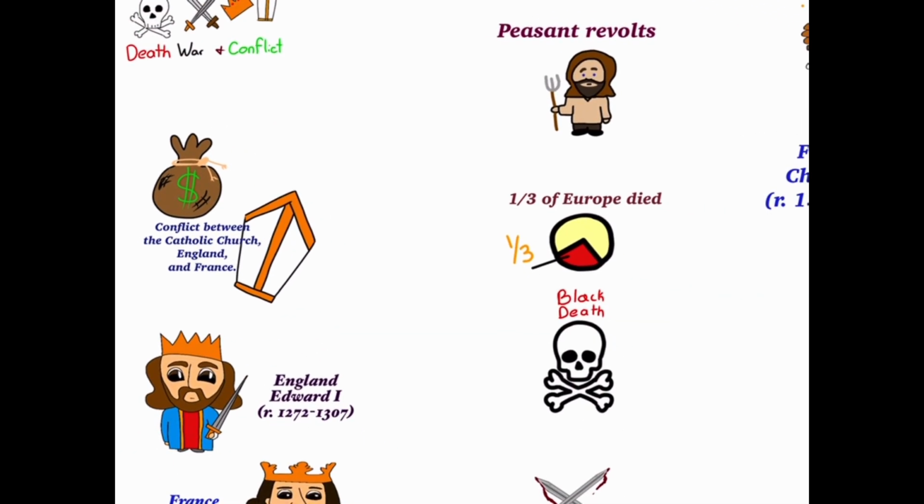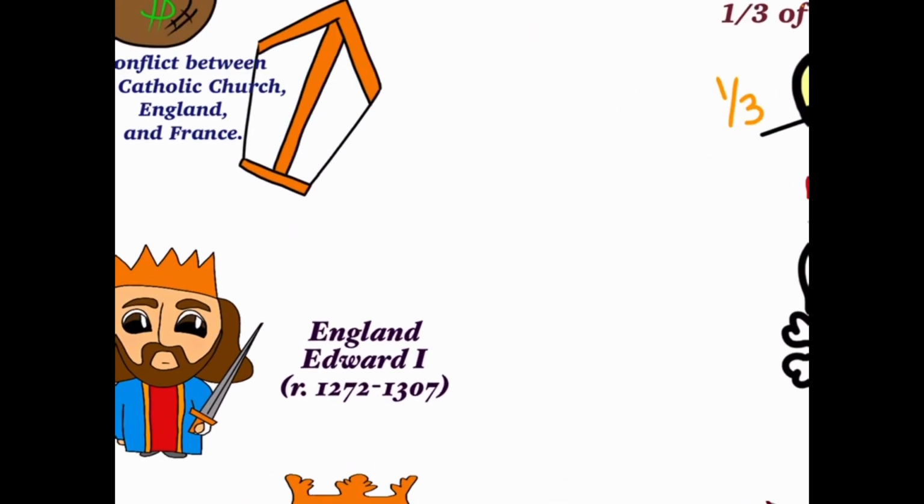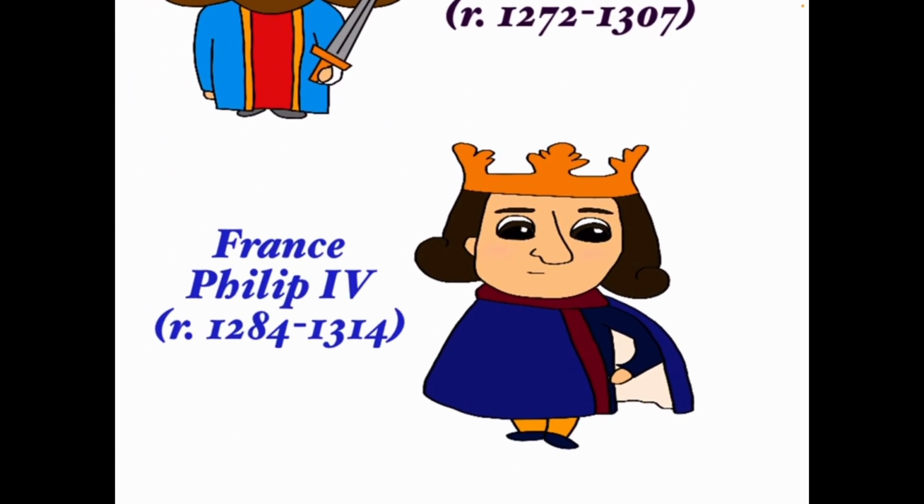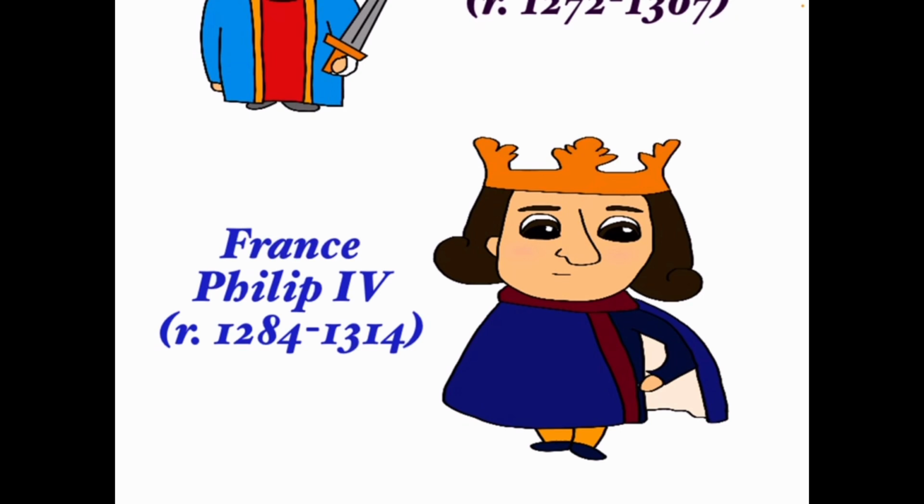And of course, Philip is going to take advantage of this opportunity. He sees a chance to get his archbishop inside the church as the Pope. And that's exactly what happens. King Philip IV has his archbishop put as Pope, and the Pope moves to France and actually rules out of France for a number of years. So the church is now on the side of France.